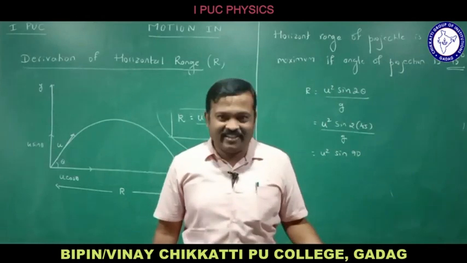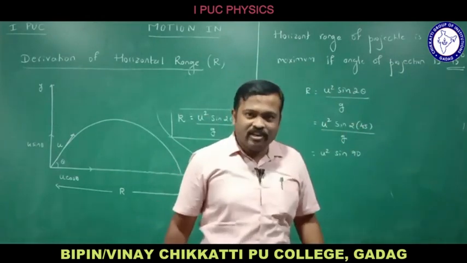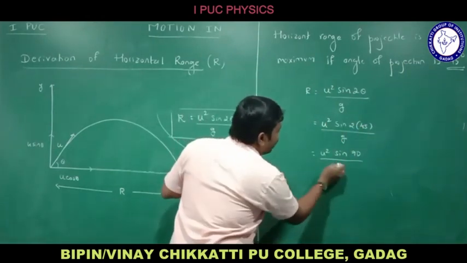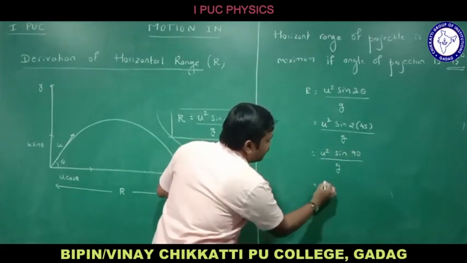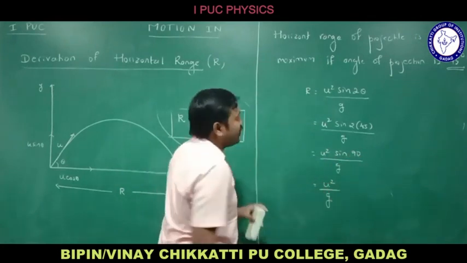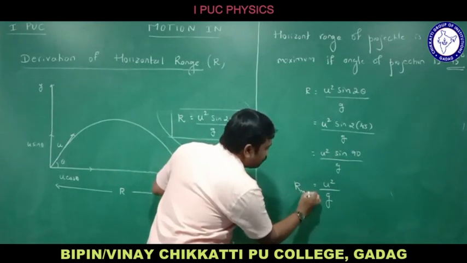When the angle is 45 degrees, that is why I have written the angle of projection is 45, right? Divided by g. What is sine 90? Sine 90 is 1. What is remaining? U square divided by g. So that is the maximum range.